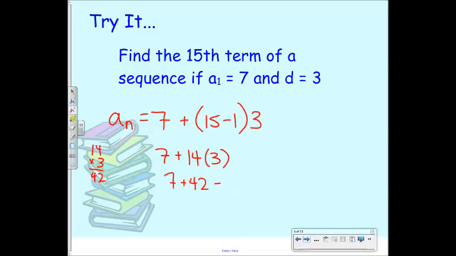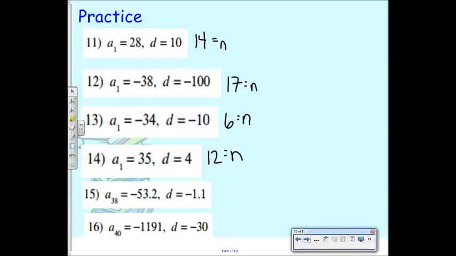All right, nice job. Okay, so at your boards, do these 6. You guys might want calculators. Also, read carefully. This is your A1. Here is your D, and here is your 14. There's your N is 14. But if you look at 15 and 16, this says A38, which means what term you're looking for? 38. So that would be your N right here. This is your N right here, and here is your nth term. So you might need to plug it in a little bit differently. Okay? All right, go ahead and try those 6.